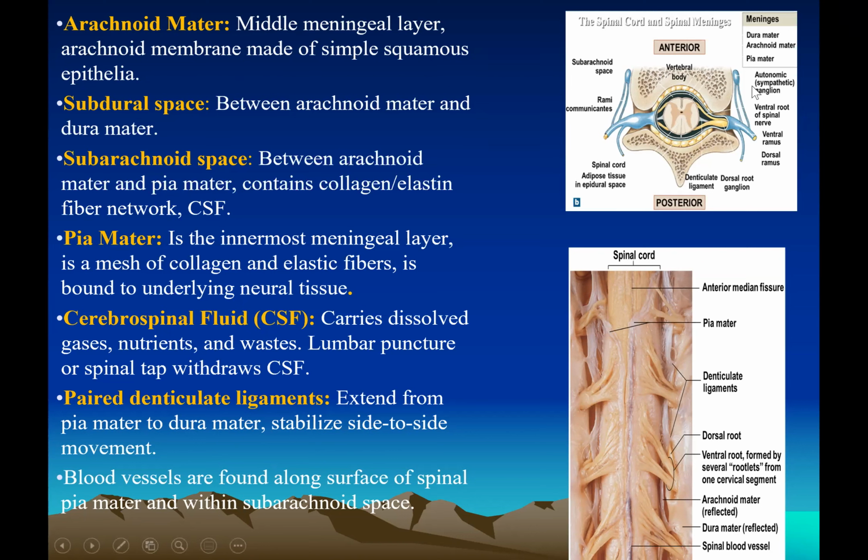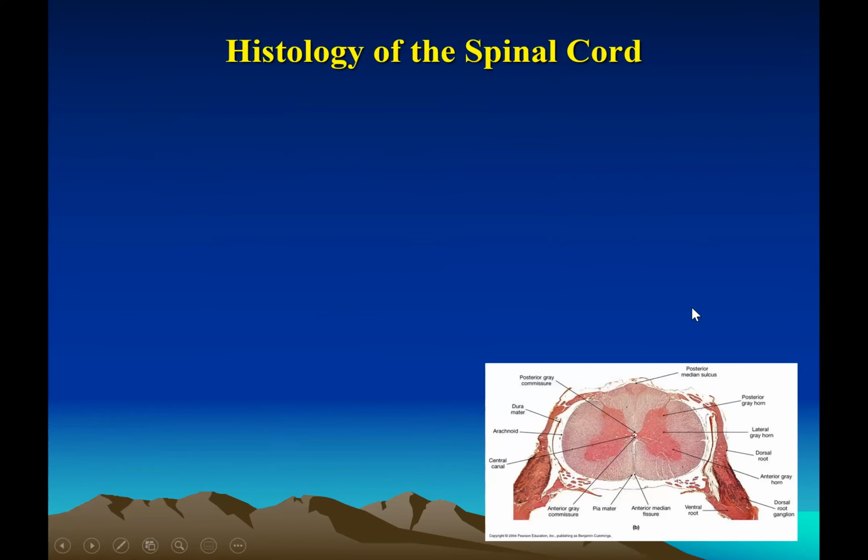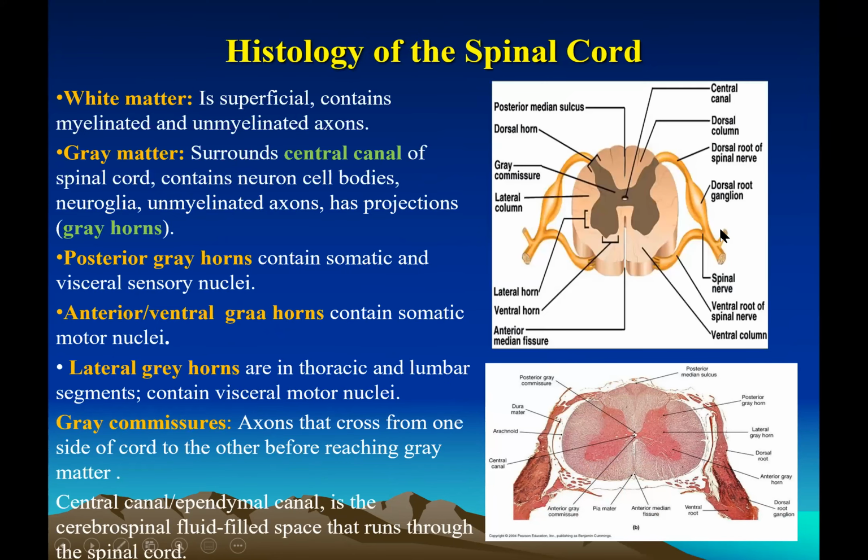So now let's take a cross section of the spinal cord. We can make a cut here and see what's happening. It's called the histology of the spinal cord. It's very interesting. You'll see a butterfly pattern of gray matter and white matter. The white matter is found on the periphery, and the butterfly-shaped gray matter with these projections or horns is found right in the center surrounding the central canal.